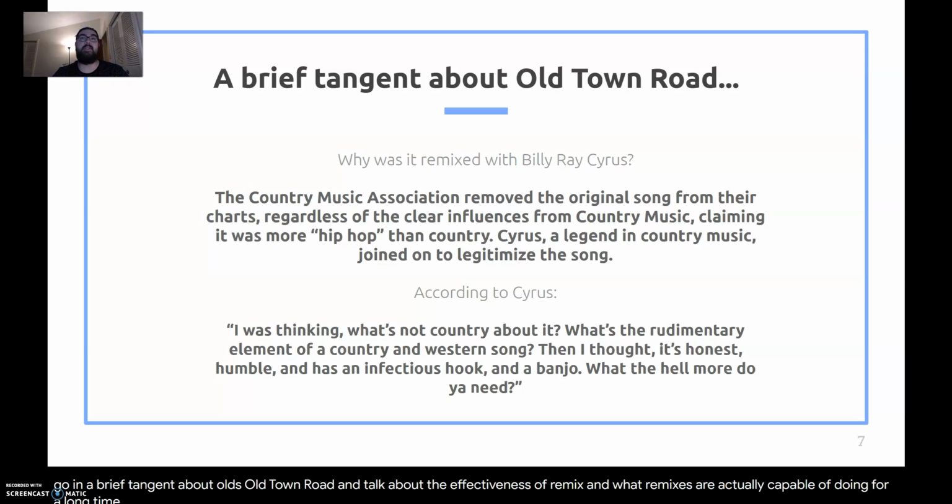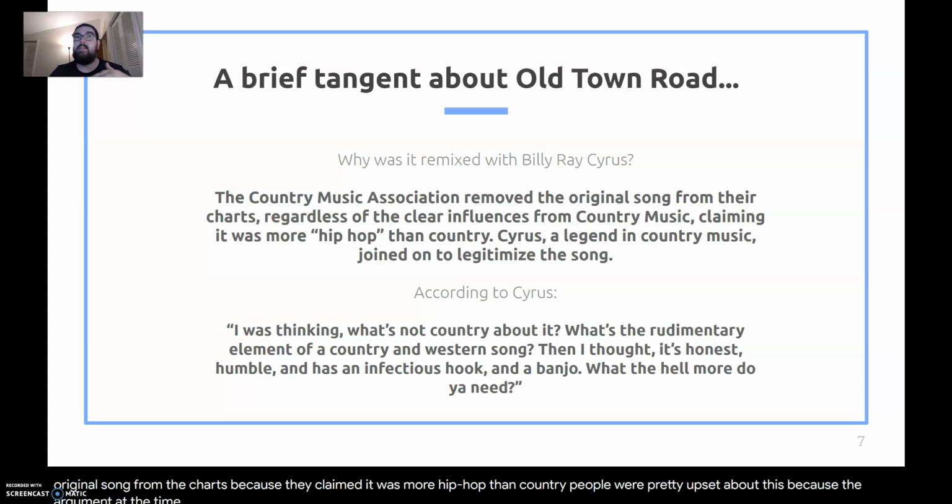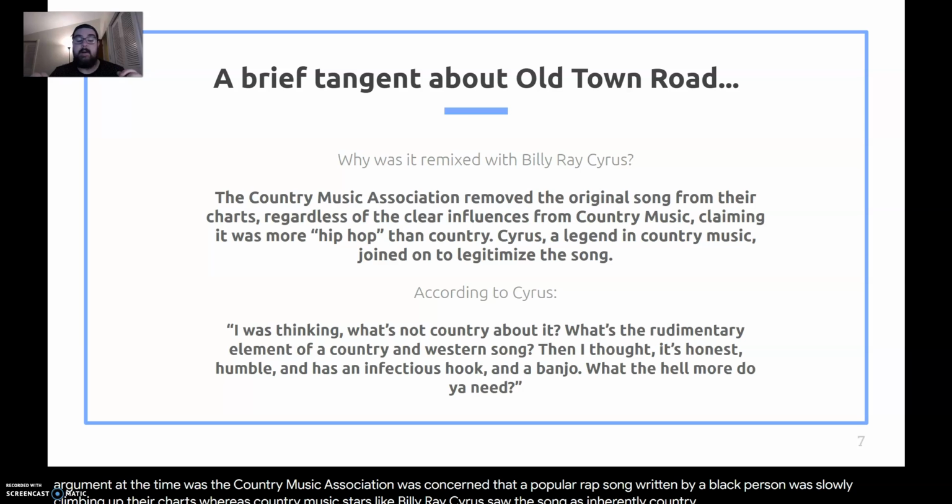For a long time, Old Town Road was really high up on the country music charts, and the CMA, or the Country Music Association, removed the original song from the charts because they claimed it was more hip-hop than country. People were pretty upset about this because the argument at the time was the Country Music Association was concerned that a popular rap song written by a black person was slowly climbing up their charts, whereas country music stars like Billy Ray Cyrus saw the song as inherently country.